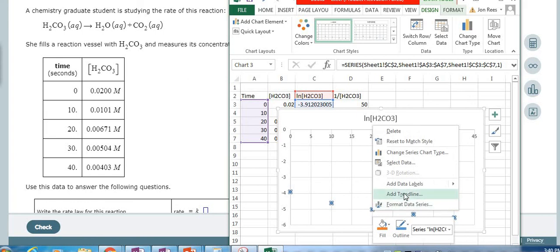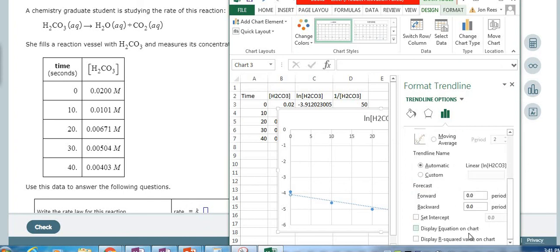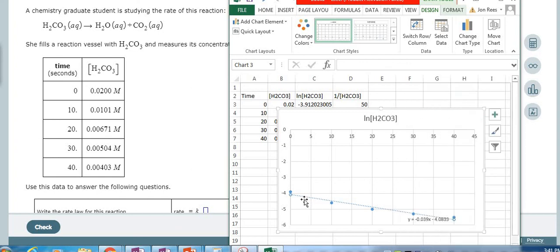But if you don't believe me, let's add a trend line there. And there's my trend line, and then let's go ahead and put an equation on there. So I'll display that equation. Okay, so you can see a line does not fit that data at all. So this is not first order kinetics. Okay, so I'm just going to delete that.